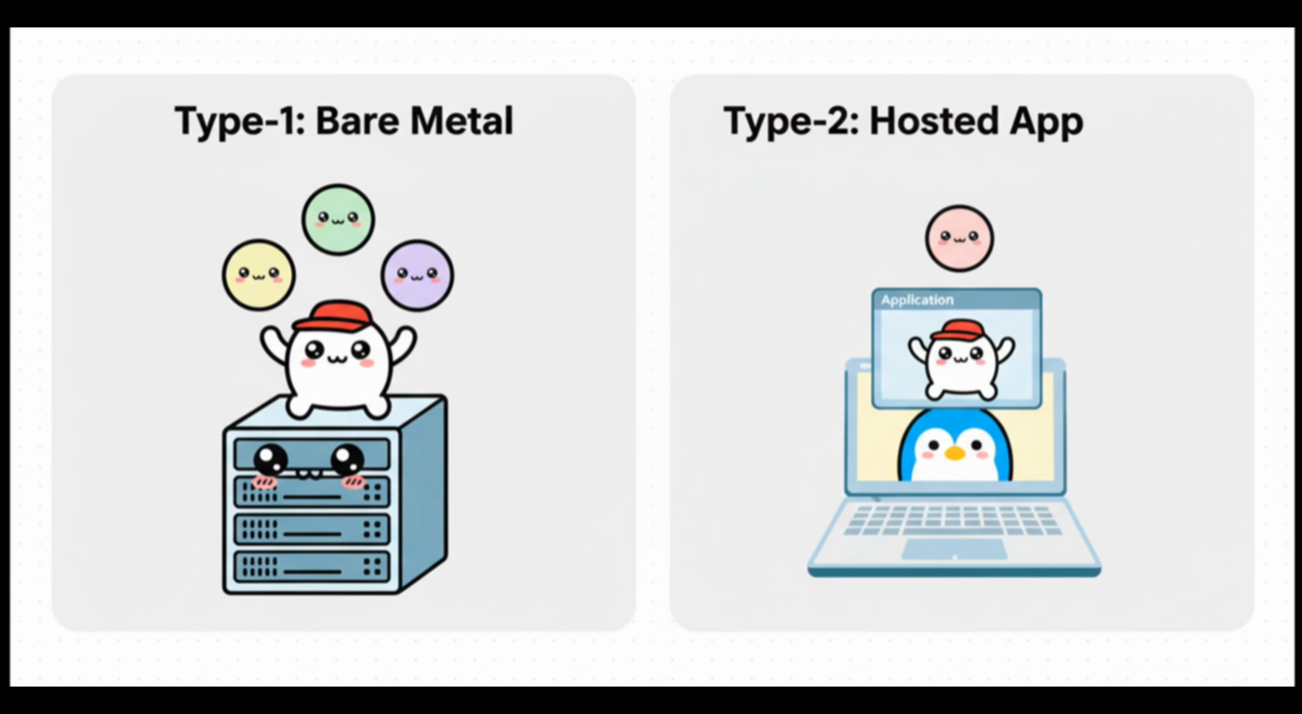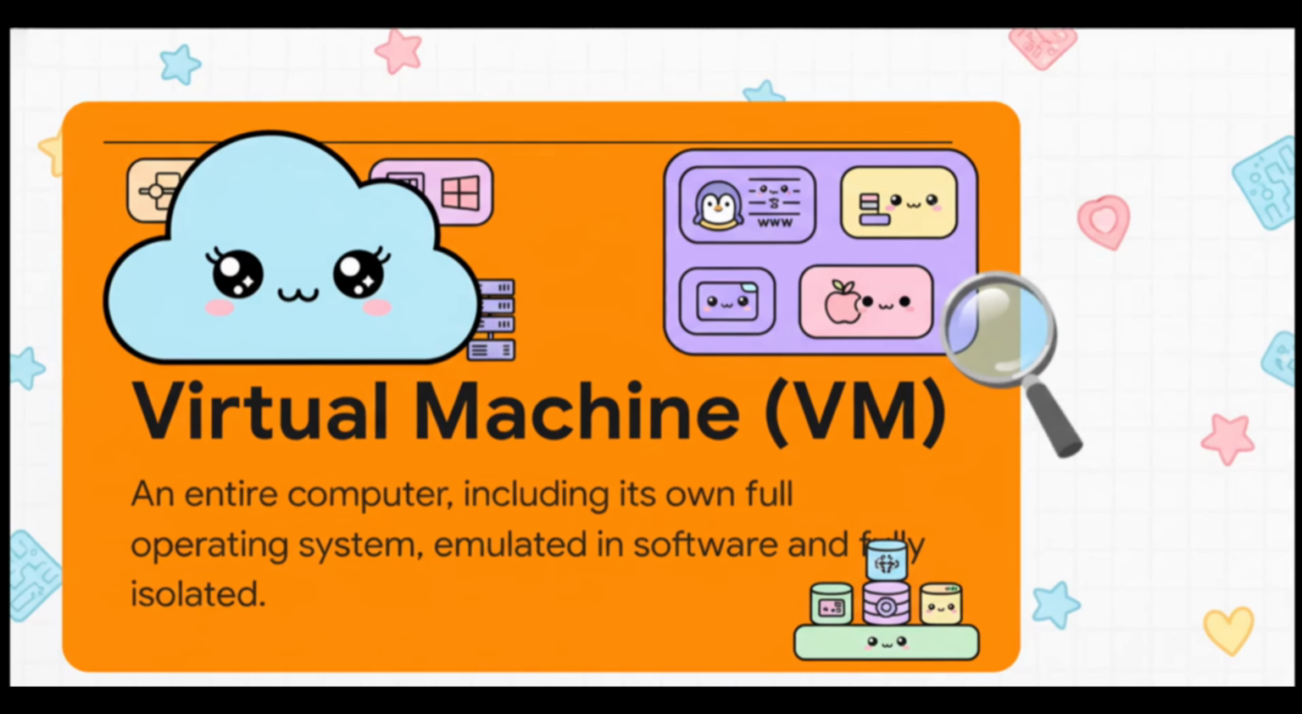First, you have Type 1 hypervisors. These run directly on the server's hardware. We call this bare metal. These are the performance champions, the stuff you find in massive data centers, like VMware's vSphere or Proxmox. Then you have Type 2. These run just like any other app on your computer. If you've ever used something like VirtualBox or VMware Fusion to run Windows on a Mac, yep, you've used a Type 2 hypervisor.